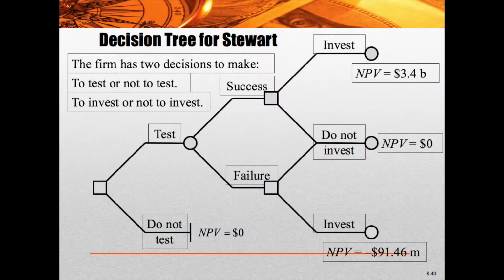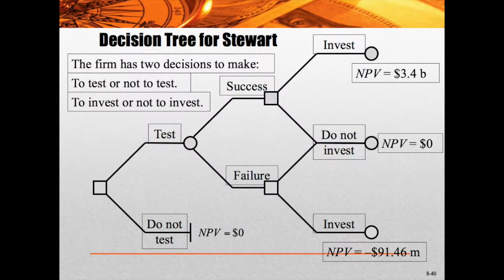If we test and it's a failure and we do not invest, we don't lose anything beyond the cost of the test. If we test and it's a failure and we invest, which I don't know why we would, we lose $91 million. So you can see how a picture helps you understand what your options are at different points in time. So the first question is test, no test.